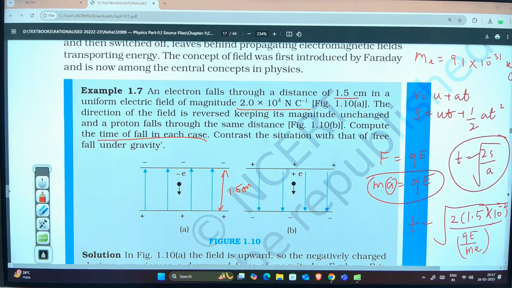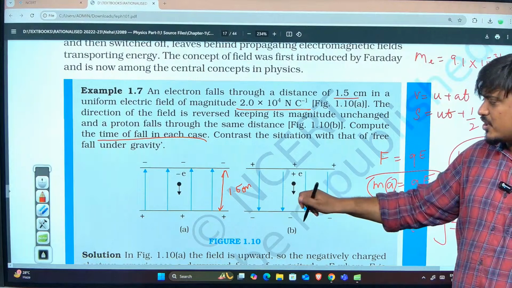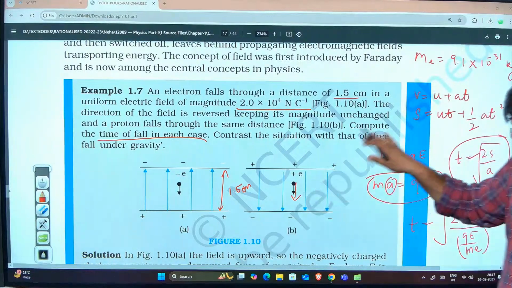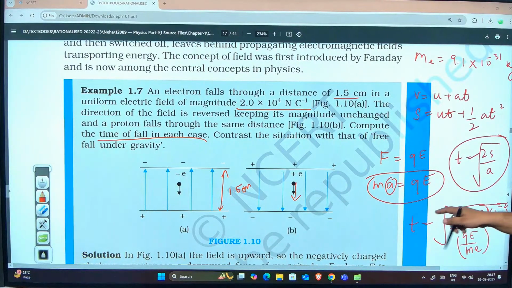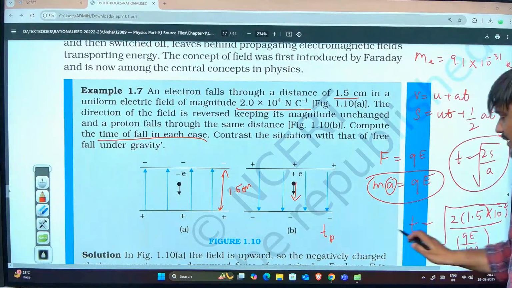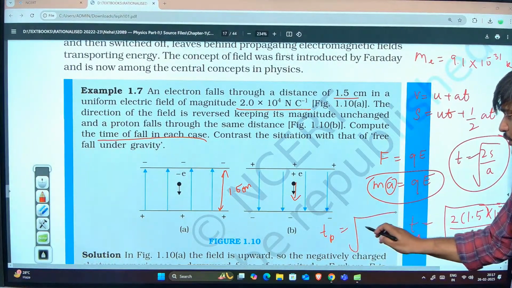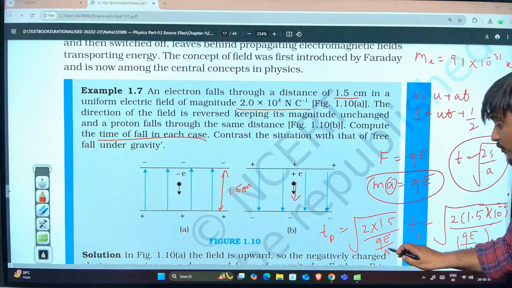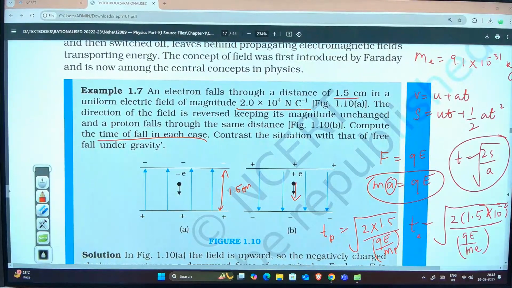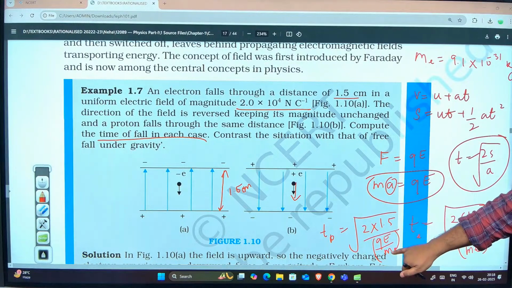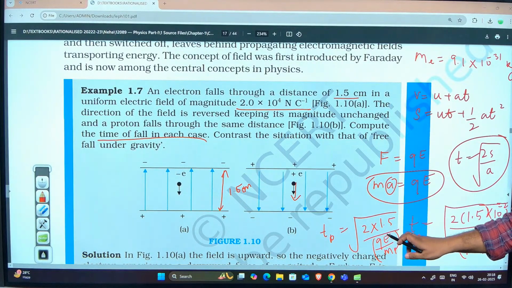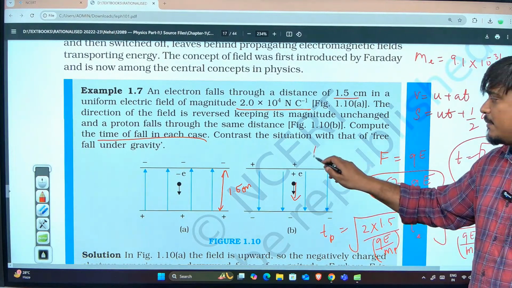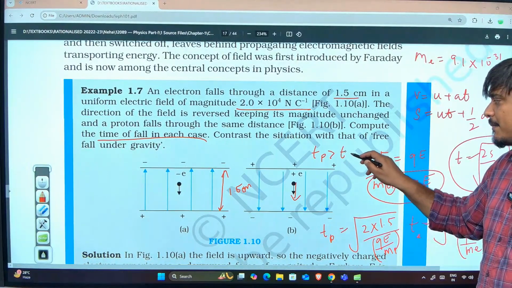Same way, they are asking what will happen in the second scenario. Once again, the electric field is changed. So the proton will move in the same direction as the electric field. The same equation will be used. You will find time, but the difference will be, time in the case of the proton will be √(2 × 1.5 / (QE / mass of proton)), which is going to be different. The mass of the proton will be more. If this is more, this value will be less. If this value is less, this will be more. So obviously when you solve these two, you will get that the time taken by the proton will be more than the time taken by the electron. That is common sense.